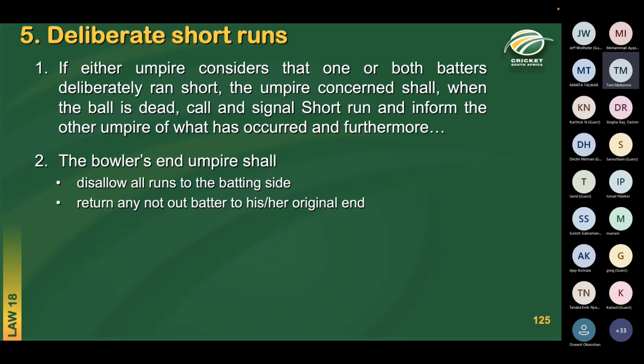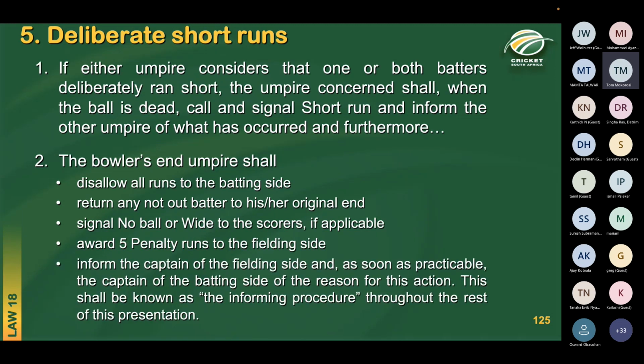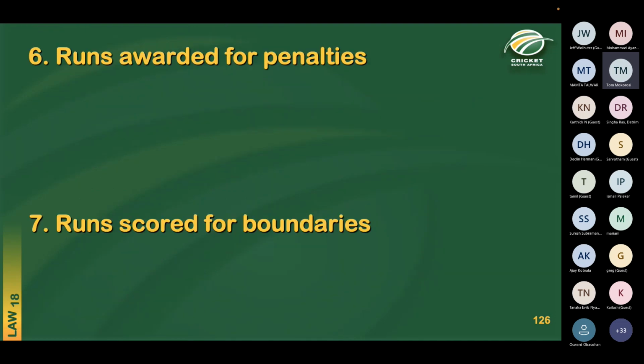Return any not out batter to his or her original end. Signal no ball or wide if applicable. And award 5 penalty runs to the fielding side. We also need to inform the captain of the fielding side, and as soon as practical, the captain of the batting side, why we are awarding 5 penalty runs. This shall be known as the informing procedure throughout the rest of this presentation.